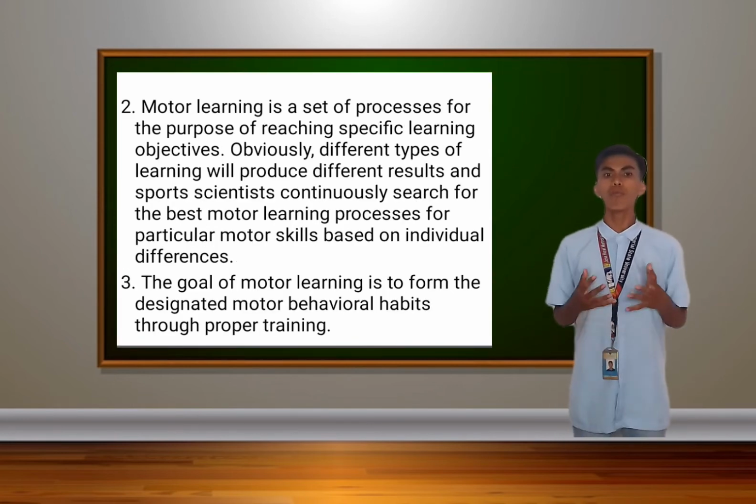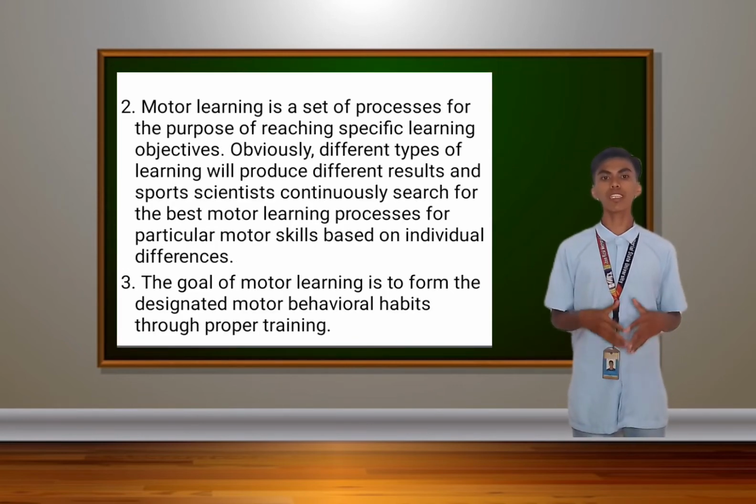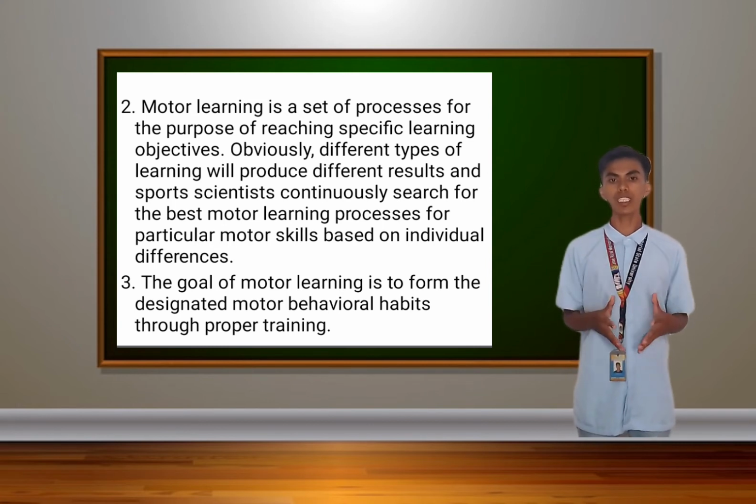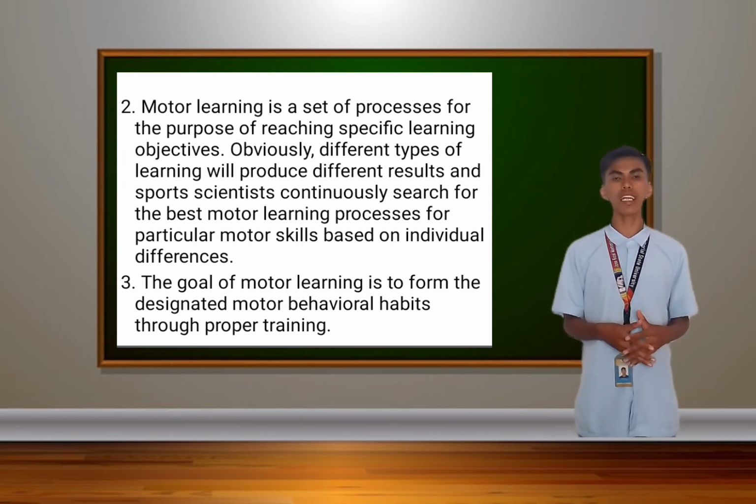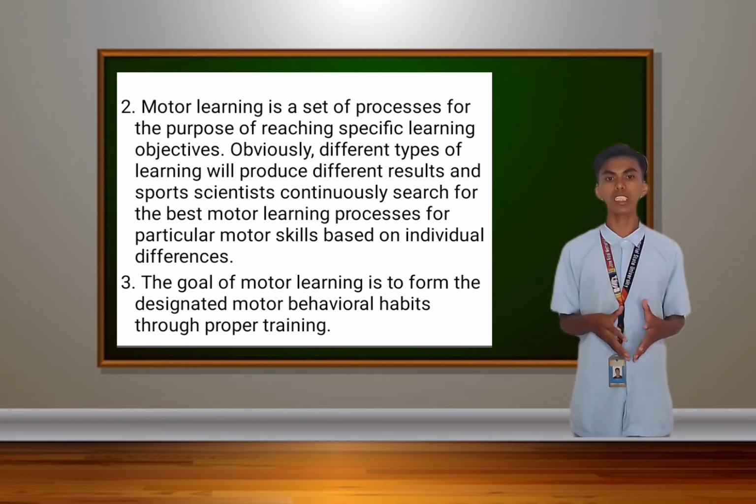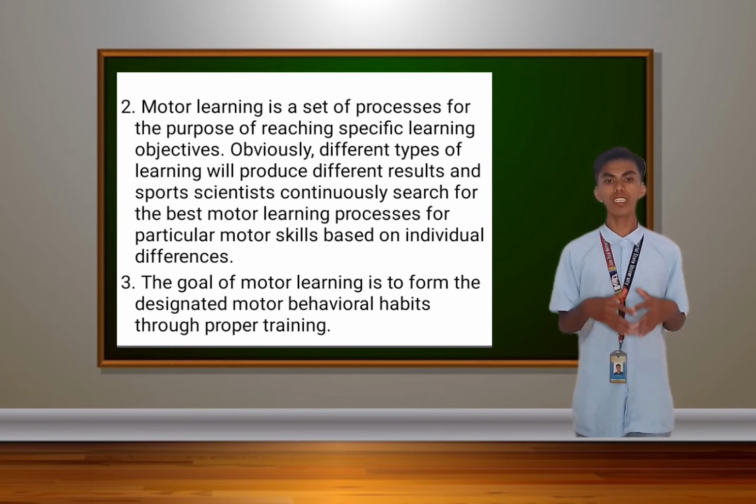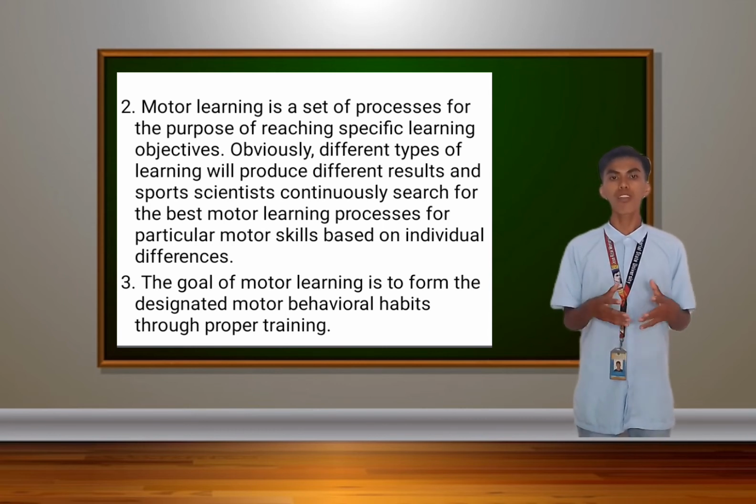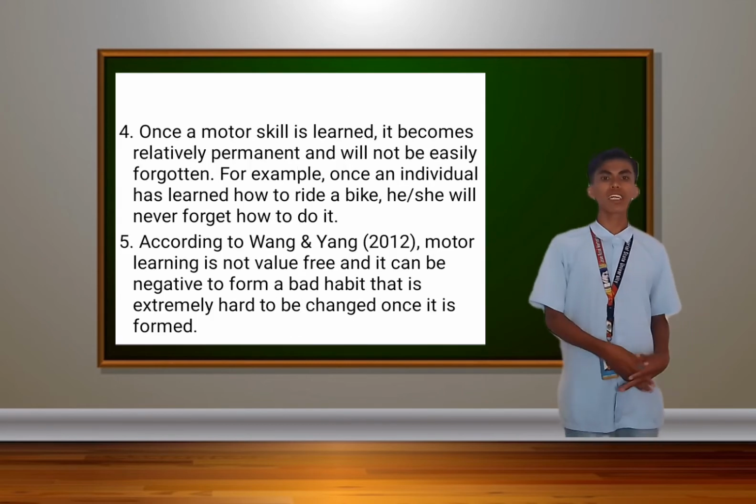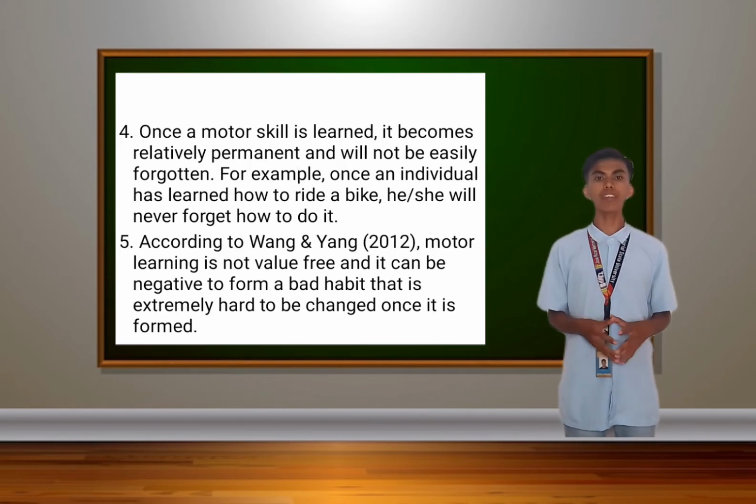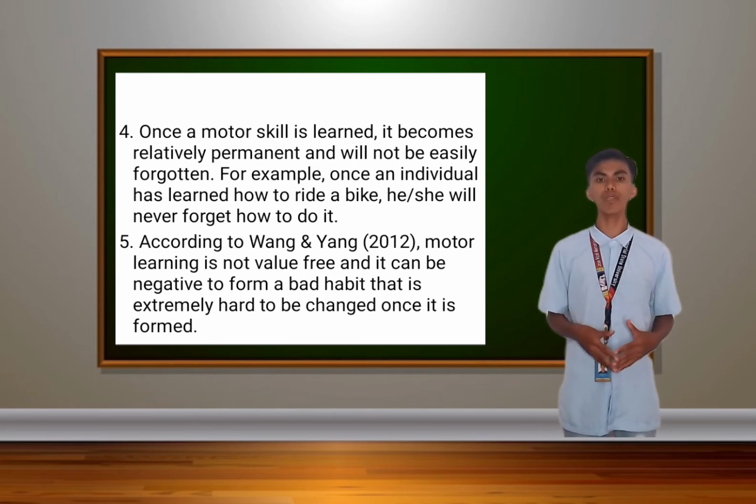Next characteristic. Motor learning is a set of processes for the purpose of reaching specific learning objectives. Obviously, different types of learning will produce different results, and sports scientists continuously search for the best motor learning processes for particular motor skills based on individual differences. Next characteristic. The goal of motor learning is to form the designated motor behavior habits through proper training. Next, once a motor skill is learned, it becomes relatively permanent and will not be easily forgotten.